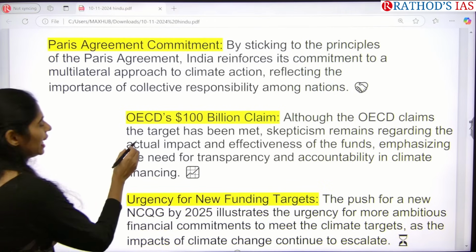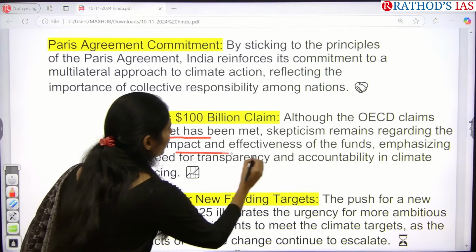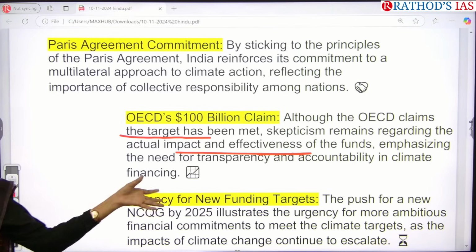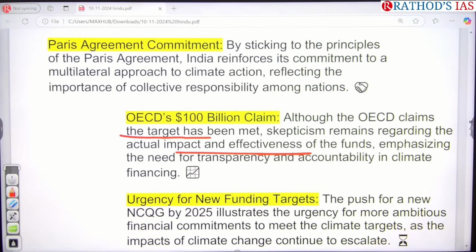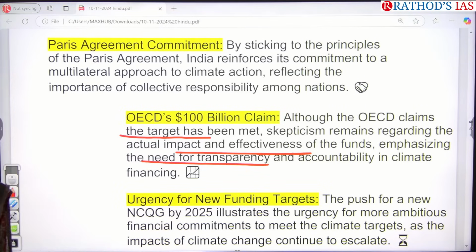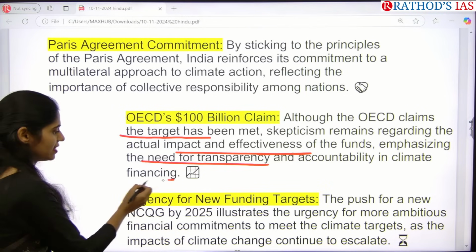And even OECD countries are saying that the developed countries already provided a fund of 100 billion. So OECD claims the target has been met. But there is a problem of lack of effectiveness in the use of these funds. We don't know in which areas these countries used these funds. So here we need proper transparency now, and we need proper accountability regarding this climate financing.